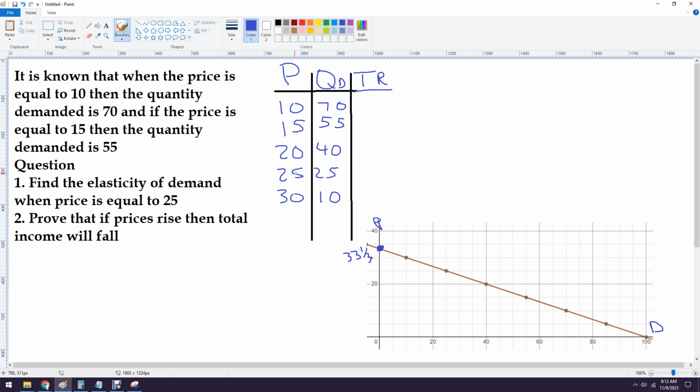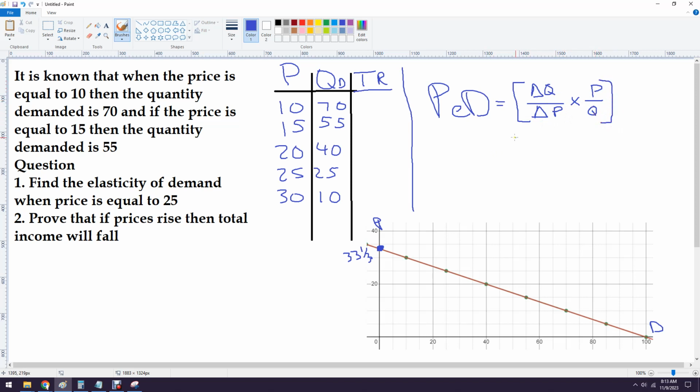So we've got this right here. We're going to use point elasticity. And the formula for point elasticity goes like this. This is price elasticity of demand equals the change in quantity over the change in price, times the current price over the quantity.